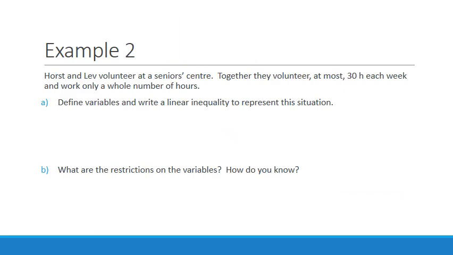Let's look at another example. Horst and Lev volunteer at a seniors center. Together they volunteer at most 30 hours per week and only work a whole number of hours. What we're really looking for is how many hours, or how many possible hours did they work?